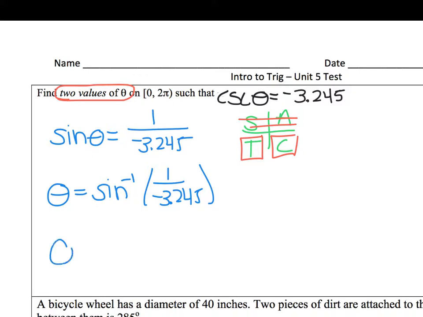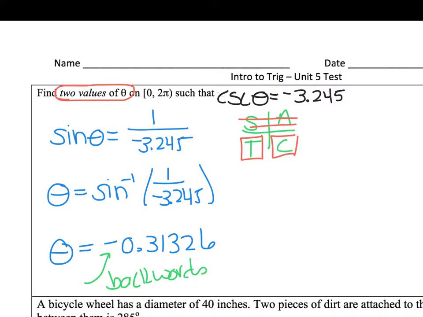When I do the inverse on my calculator, it gives us this negative 0.31326. And a negative on an angle means that we're going backwards. So if we're going backwards, that's going to put us over here into quadrant 4, negative 0.31326, back into quadrant 4. But according to the directions, the answer has to be in the interval 0 to 2 pi.